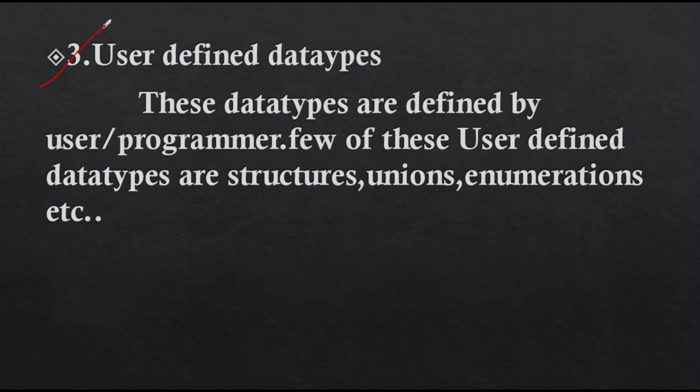Next, user defined data types. These are user defined. That means we will be creating the data types in structures, unions, enumerations, and so on. The programmer will define the data types here.